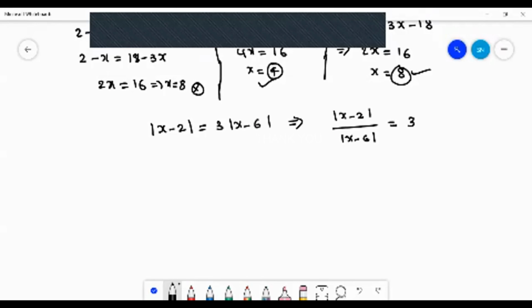Meaning the ratio of these distances is equal to 3 units. The ratio of these distances is equal to 3 units. So that means what you can understand here, there are 2 points. One is 2 and 6.